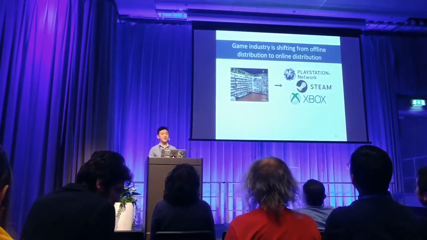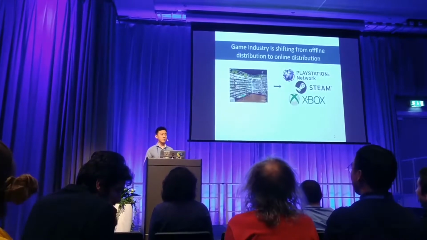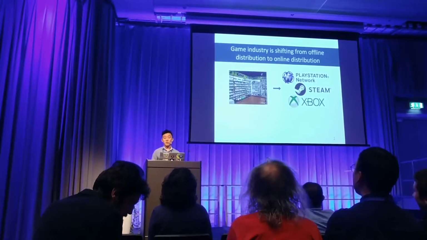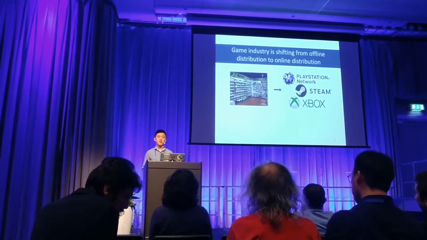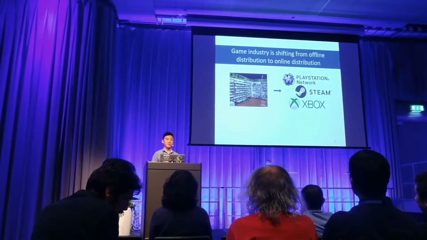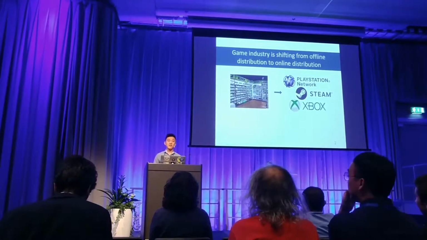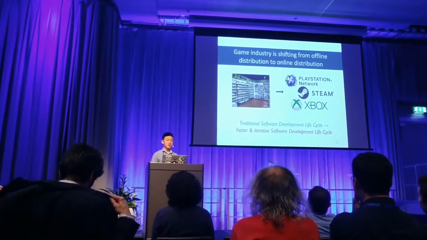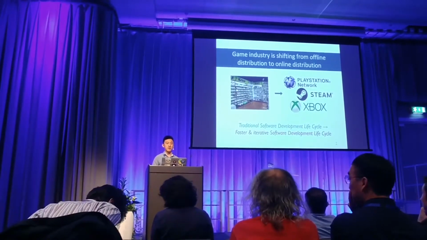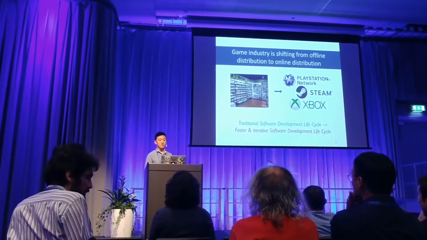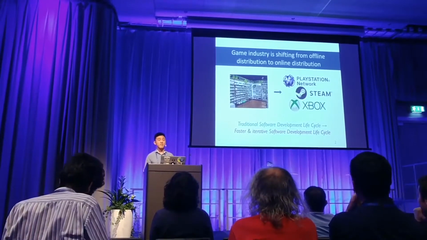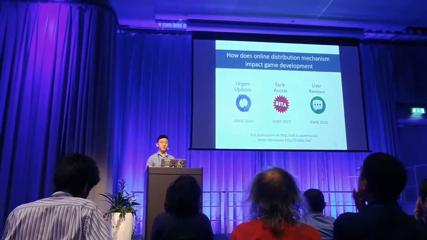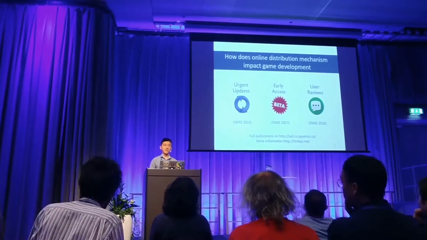As we all know, the gaming industry is currently going through a shift from the traditional offline distribution, such as retail stores, to online distribution, such as PlayStation Network, the Steam platform, and also Xbox Live. However, this is not just a shift of the distribution mechanism. It also enables the industry to shift from a traditional software development lifecycle to a faster and more iterative software development lifecycle. And my research focuses on the part of the online distribution and how it impacts game development.